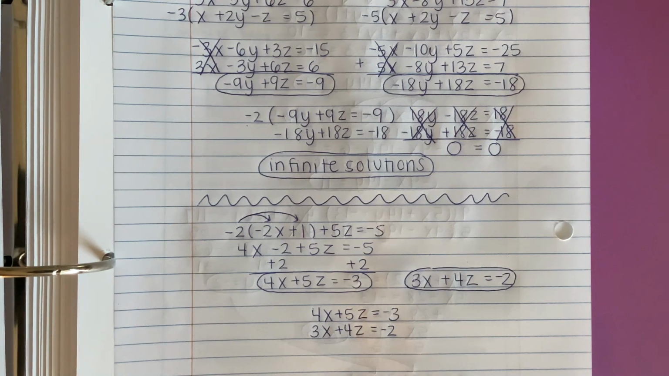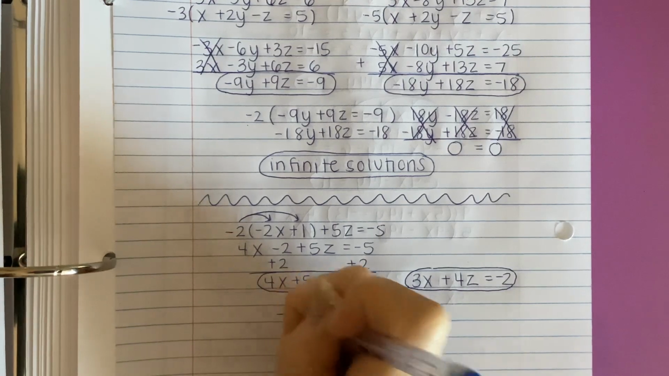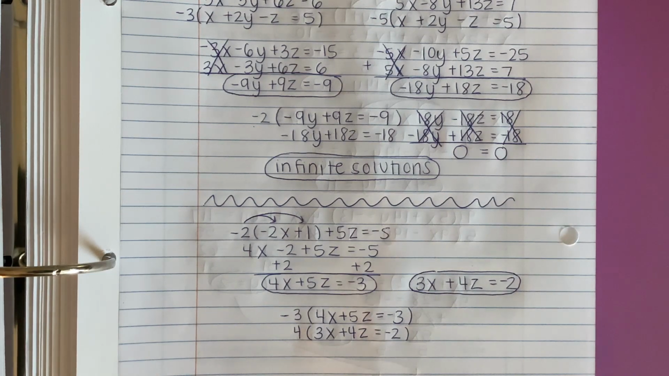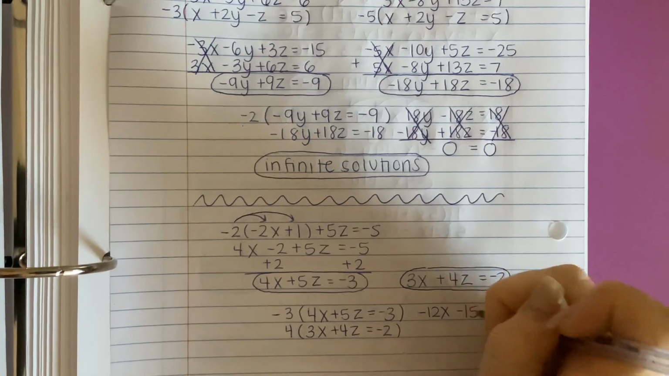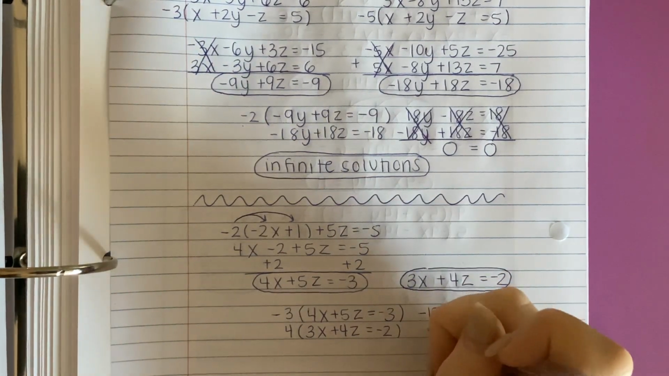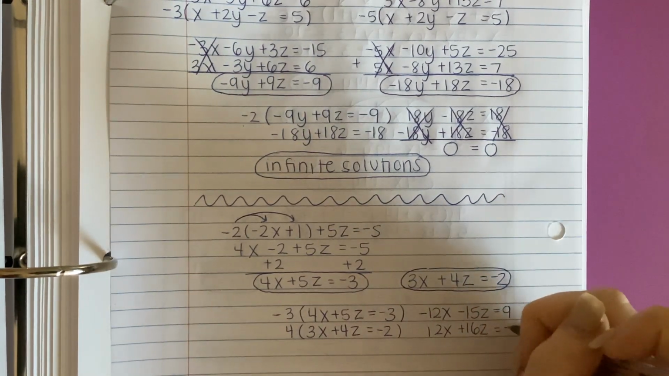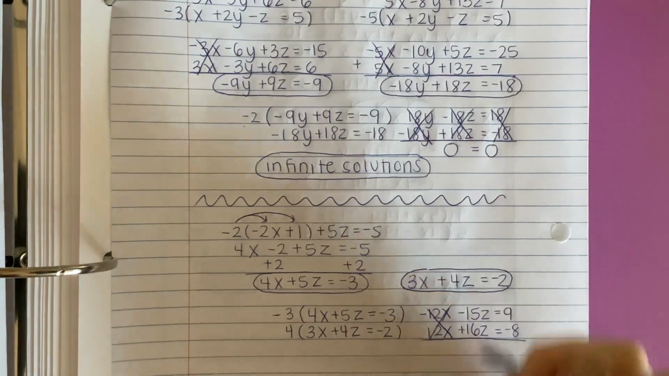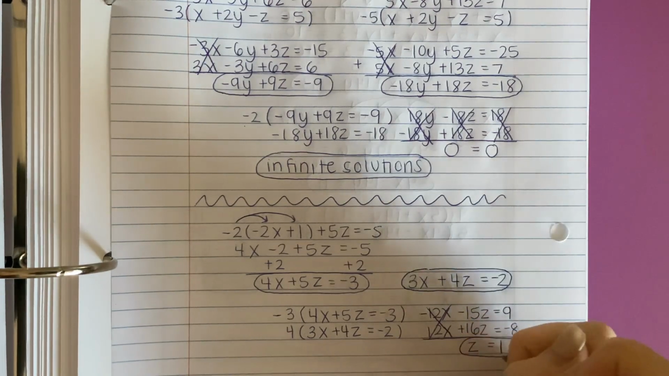So 3, you can't multiply to get 4. 4, you can't multiply to get 5. So you know you need to multiply both of them. If I multiply the top by negative 3 and I multiply the bottom by positive 4, that would eliminate my x's. So I would get negative 12x minus 15z is equal to 9, and I would get 12x plus 16z is equal to negative 8. These would cancel. Negative 15z and 16z would give me just z is equal to 1. So that would be your first piece.